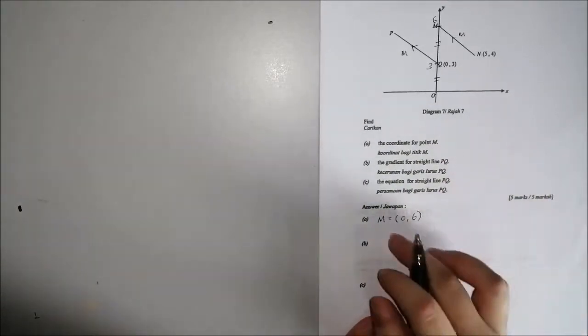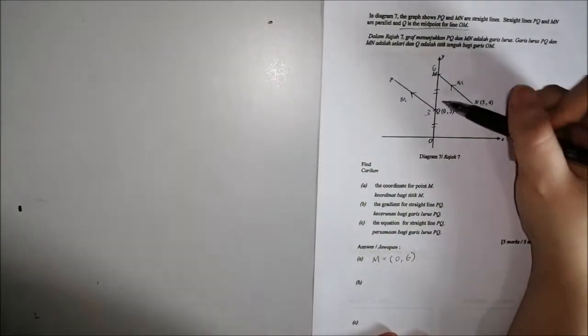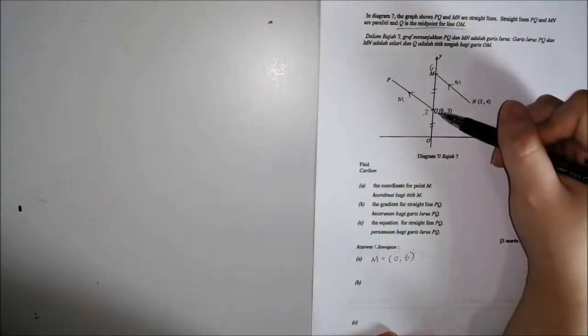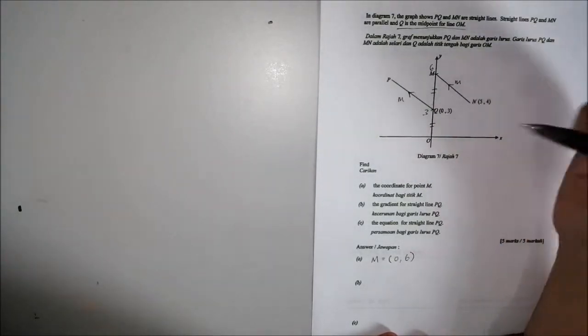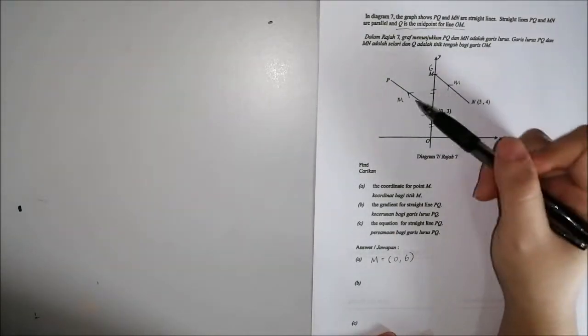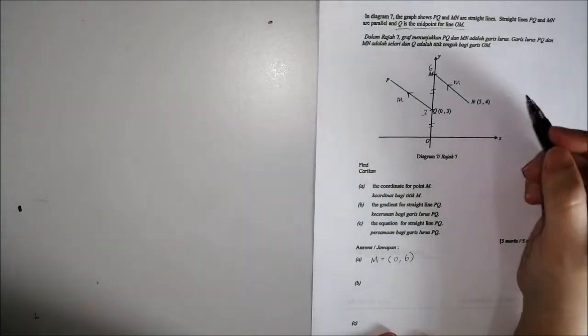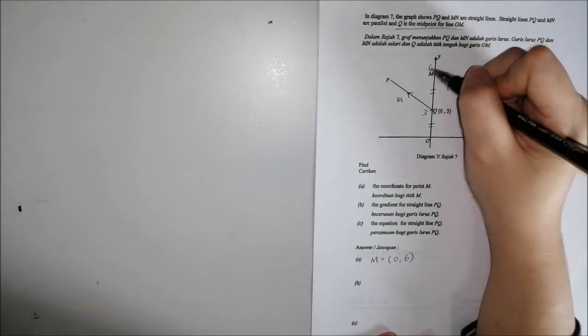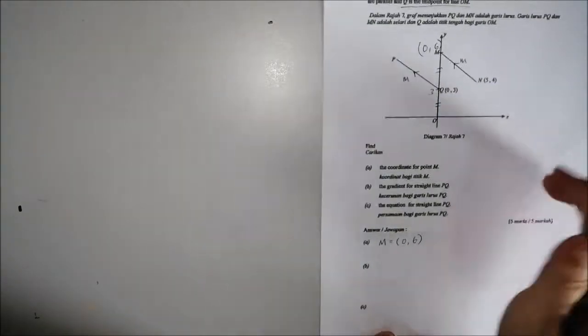Okay. Then they ask you to find the gradient of PQ. Okay, you notice for PQ, they only give the coordinate of Q but not P. So we cannot use the formula. But since they told you it's a parallel line, instead of finding PQ, we can find MN. Okay, and now we already know the coordinate of M is 0, 6. Okay, M is 0, 6, N is 5, 4.